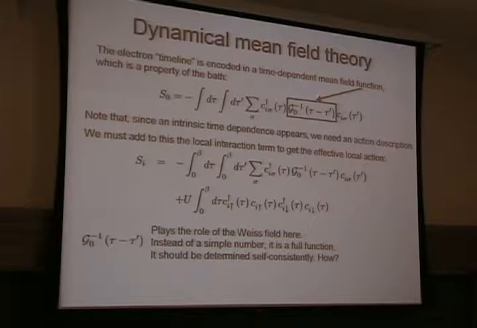And the other thing that you need to realize is that since now the electron can be destroyed at a point in time tau prime and created at a later time tau, this is a non-local term in the time dimension. And this will require an action description rather than a Hamiltonian description, which we talked about in the morning.